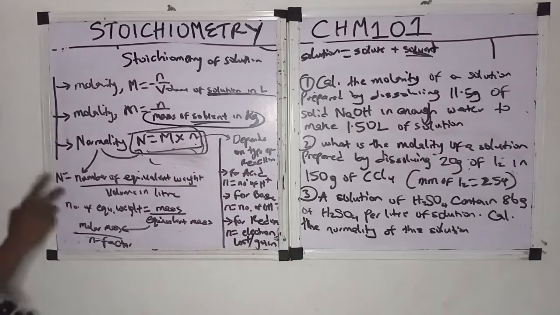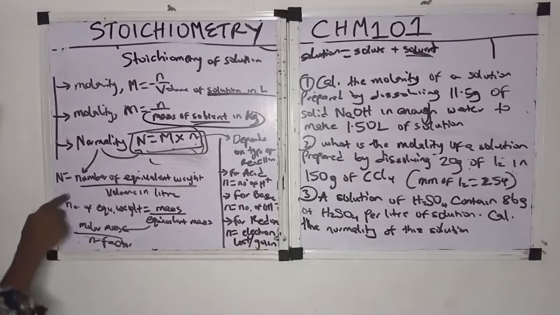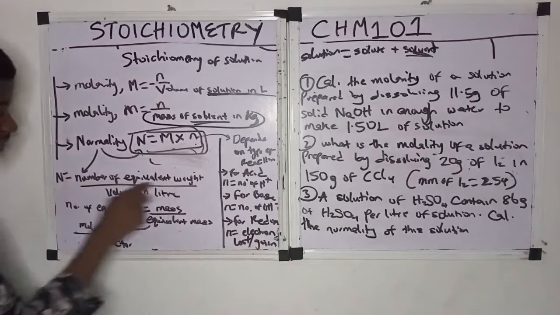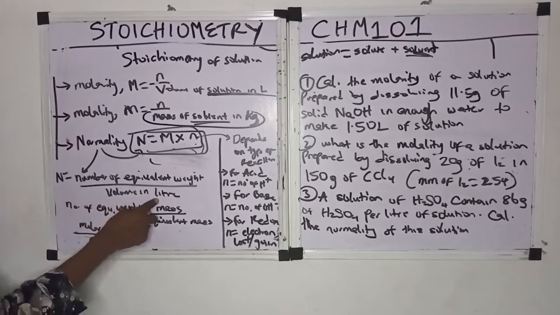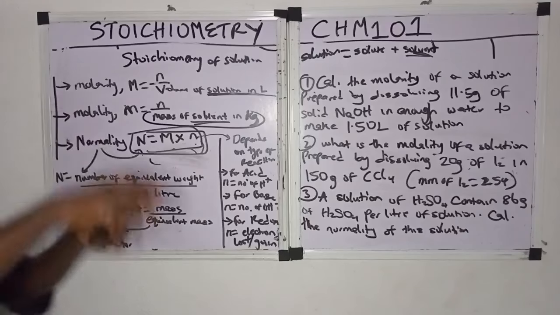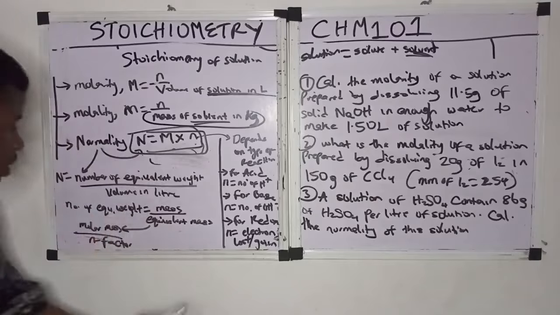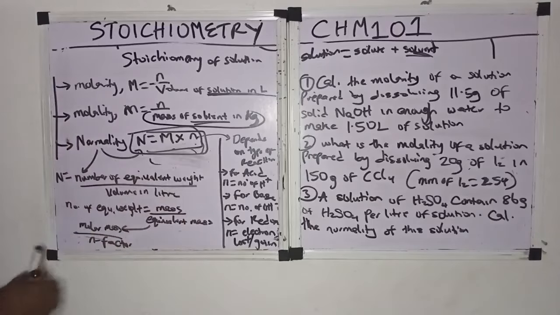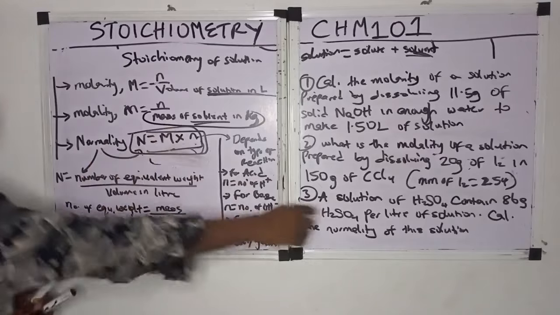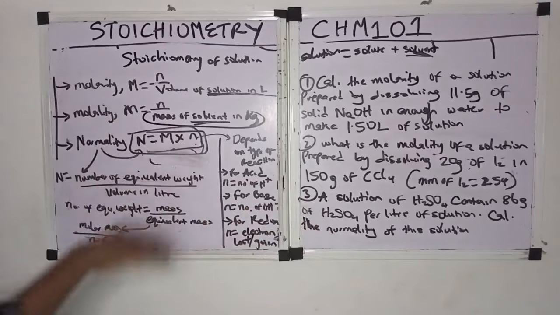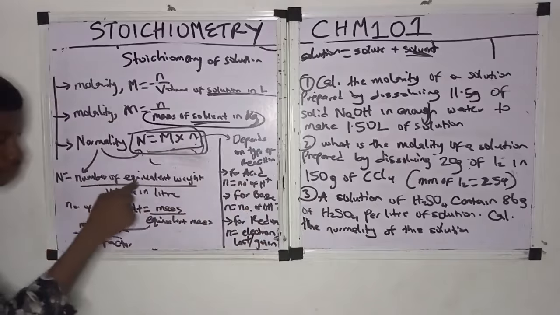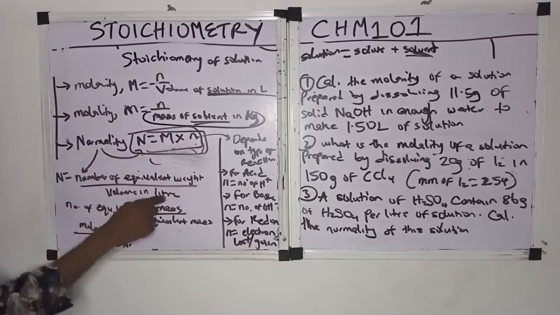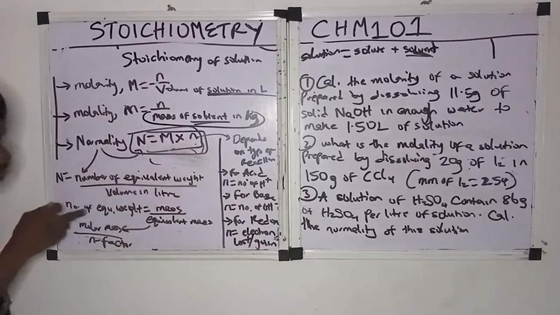Now, another formula to calculate normality is that normality is equal to the number of equivalents divided by the volume in liter. This is very important. Now, what is this equivalent weight? To find the number of equivalents, this part is very important, because in this last question we use both formulas to get our answer. Number of equivalents divided by volume in liter.